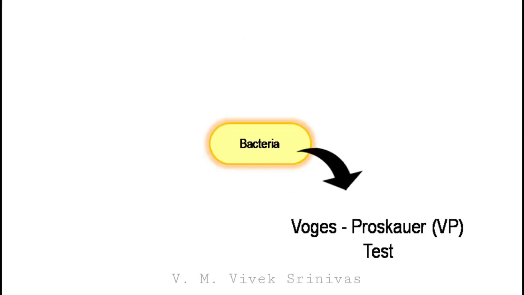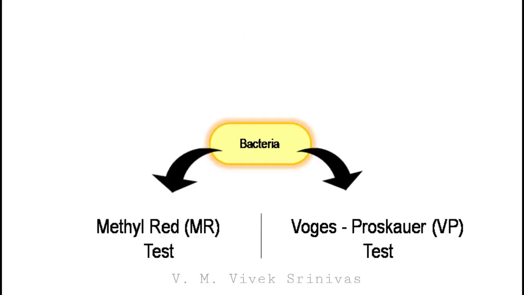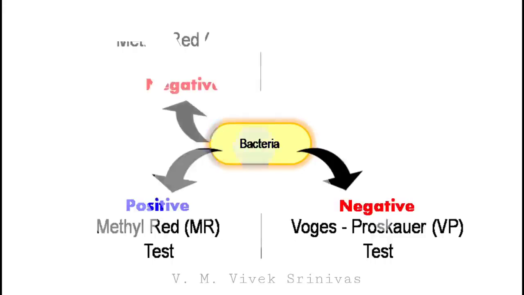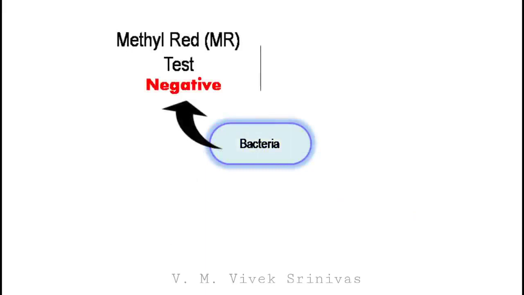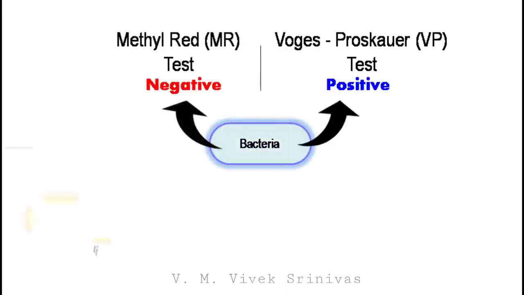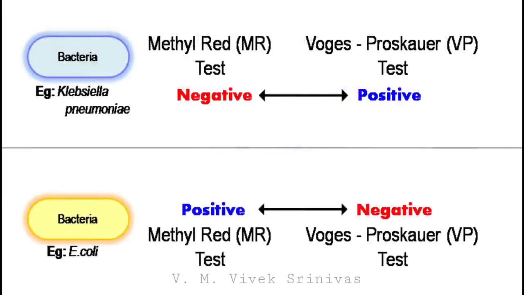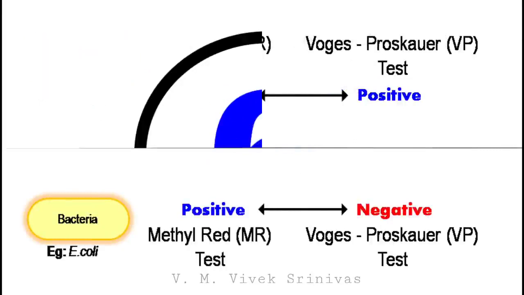In general, the VP test is done in conjunction with the MR test. The bacterial organisms showing MR test positive will give VP test negative, and the bacterial organisms showing MR test negative will give VP test positive. Therefore, in general, these two test results are vice versa for the bacteria.